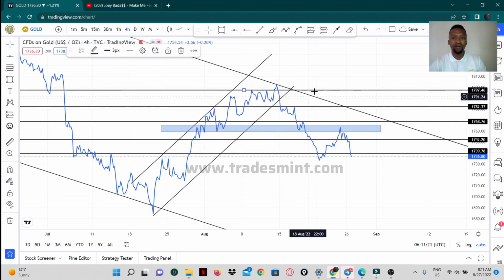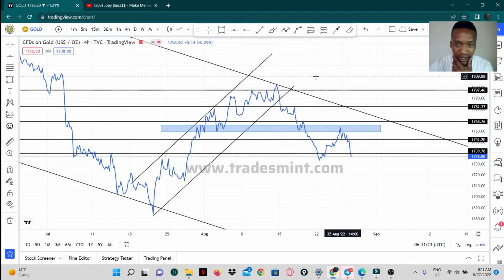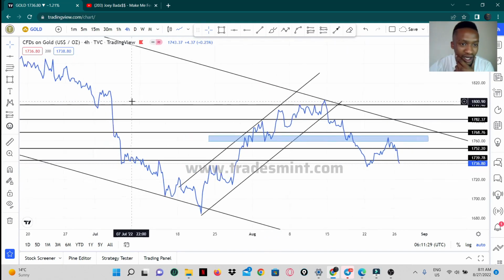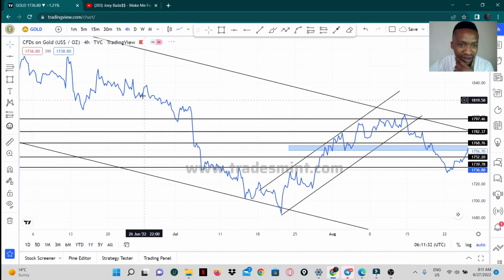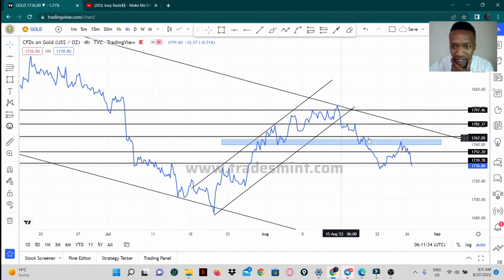So just to quickly explain how the levels work. Basically this is a level because I'm seeing that the market came a lot to test this level over here. Even in the past I can see that the market was testing this level a lot. Over here we have another level.